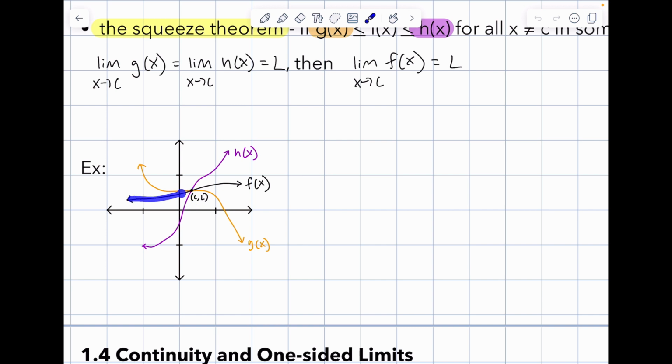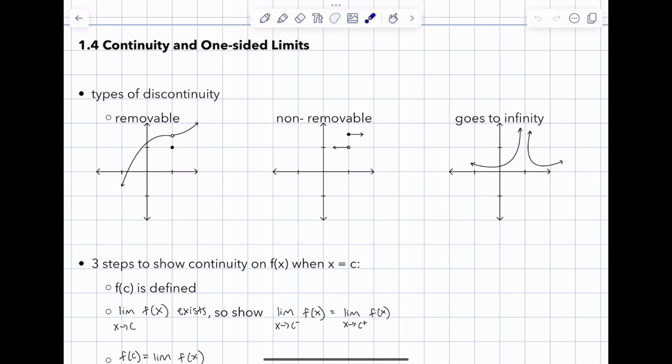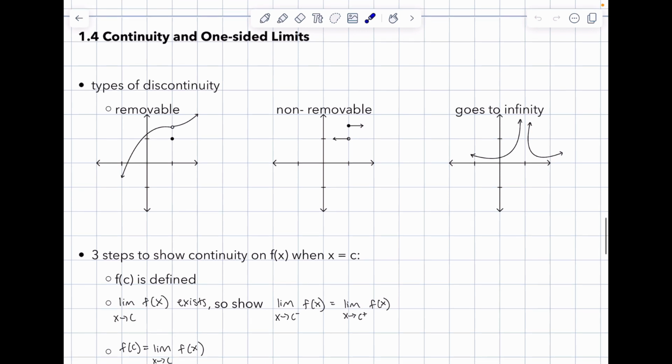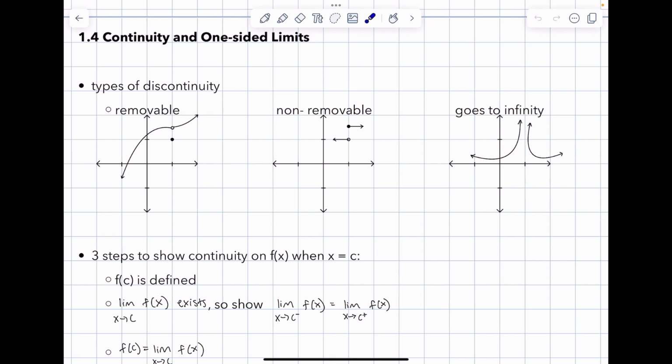Then this function that is sandwiched in between the two of them, so f of x, at this point c will also have the same limit, which is L. Now let's look at continuity and one-sided limits. So there are three types of discontinuities in limits.